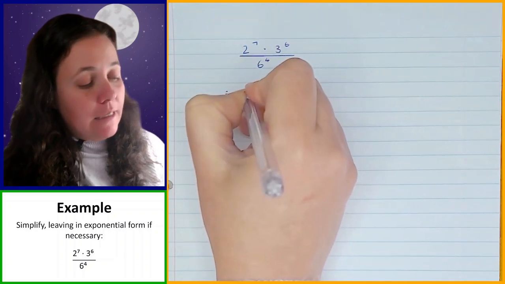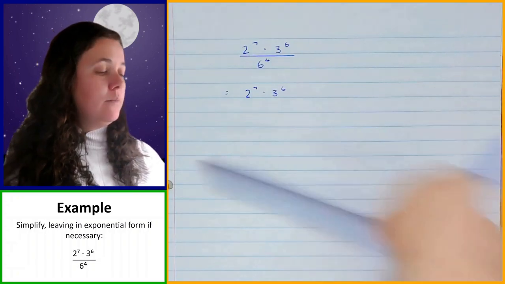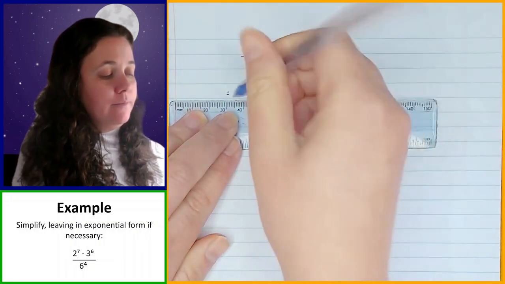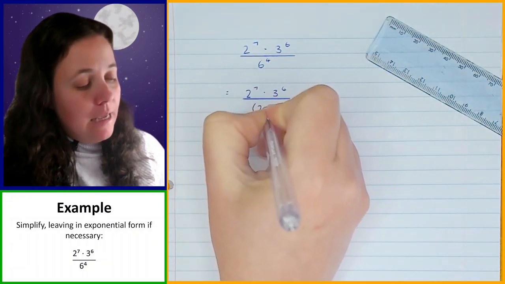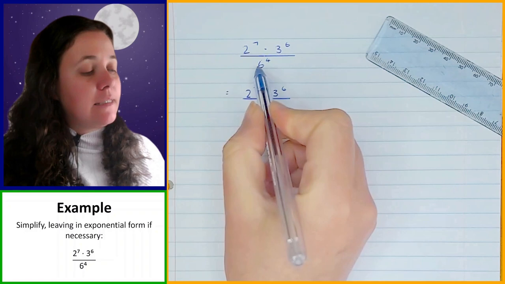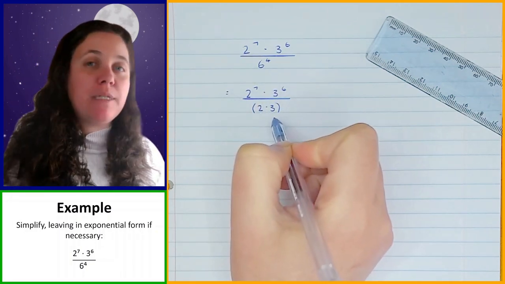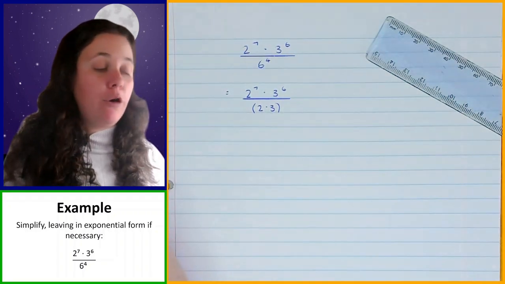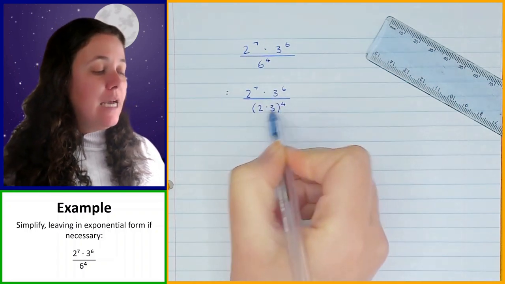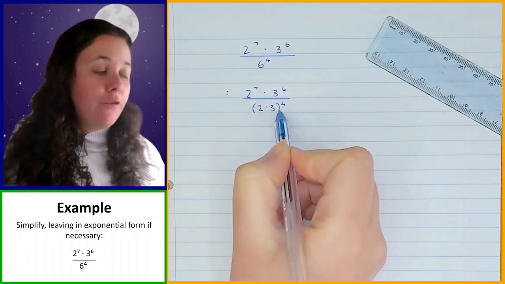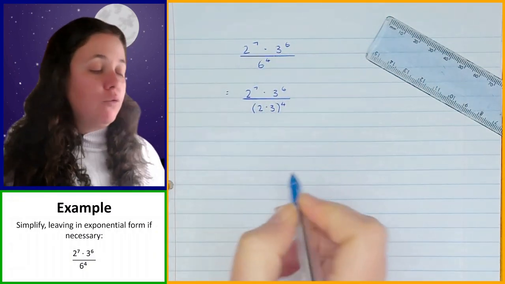So I'm going to do this. I'm going to say this is 2 to the power of 7 times 3 to the power of 6 over, 6 is 2 times 3. Now it has to go in brackets because the 6 is to the power of 4. I can't put that 2 times 3 not in brackets, because then I would just be saying 3 to the power of 4 and the 2 wouldn't have the power of 4. So the whole thing has to be in brackets to the power of 4, because the whole 6 had the power of 4. And now I'm going to use the rules that I have learned.